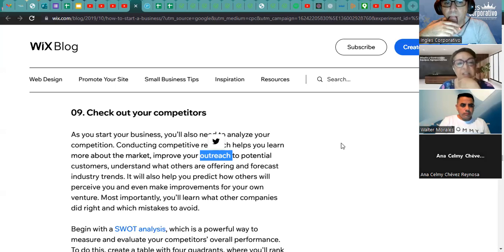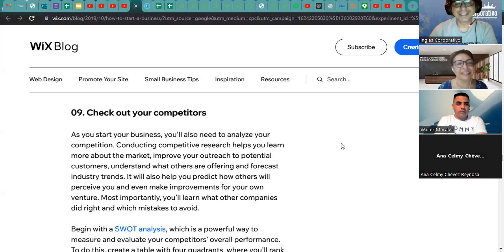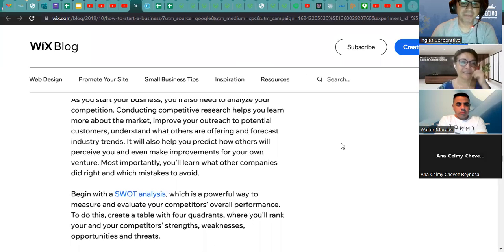Outreach to potential, so how far you can identify your outreach to potential. Okay. Alcance. Okay, in English. In English. I mean, that is the way you are going to start thinking. I need to start thinking in English. Yeah, that is something very important. When you do that, it's going to be a very good improvement.